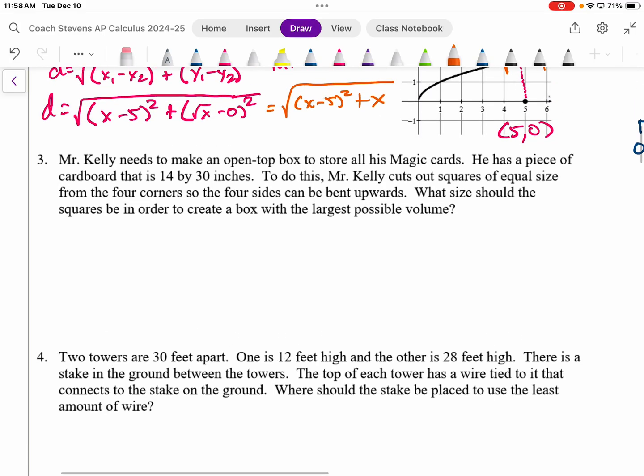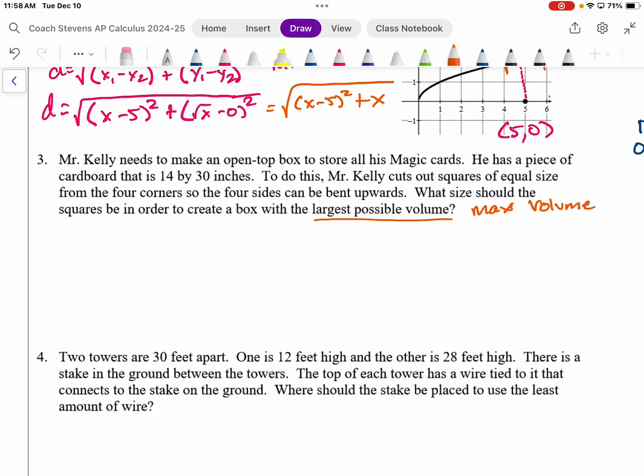Mr. Kelly needs to make an open top box. This is a typical question in calculus. He has a piece of cardboard paper that is 14 by 30. To do this, Mr. Kelly cuts out squares of equal size from the 4 corners so that the 4 sides can be bent upwards. What size should the squares be in order to create a box with the largest possible volume? I want to maximize volume.